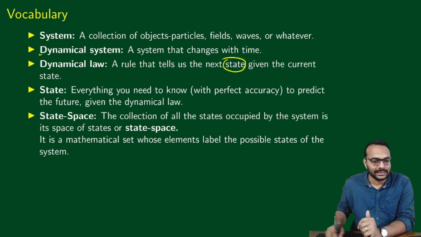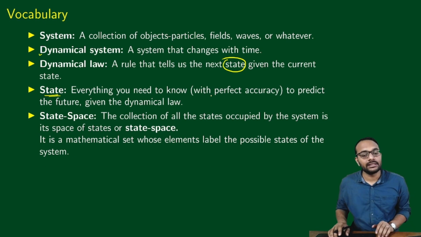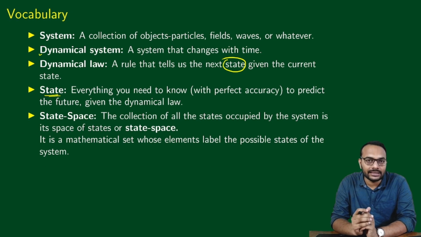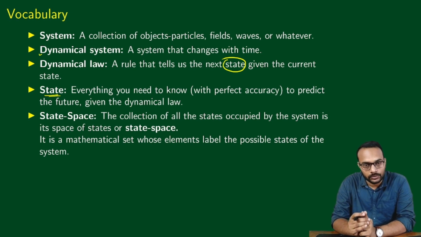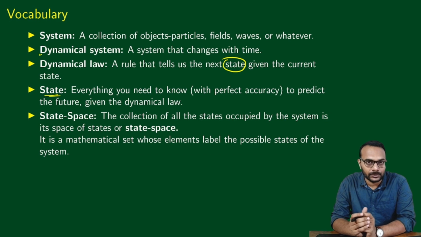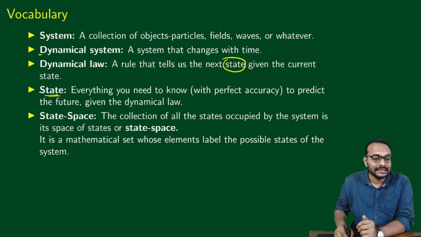What do we mean by a state? By state, this is what we mean: everything you need to know with perfect accuracy to predict the future, given the dynamical law. So if Newton's second law is the equation that governs the time evolution of a given system, then what do you need to know about the present so that you can predict the future? This collection of information is what we refer to as state.